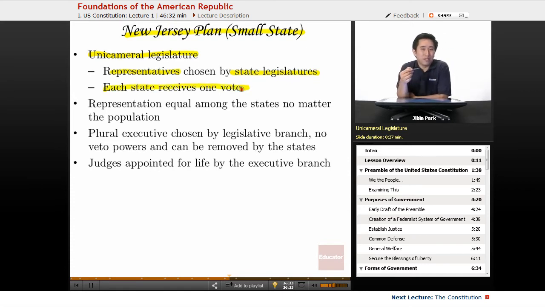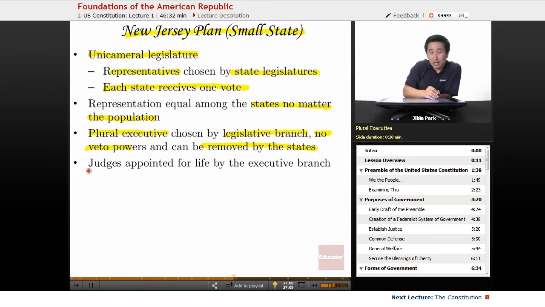That was a big sticking point in the New Jersey Plan, to empower the states, with representation equal among the states no matter the population. Again, the small states wanted to protect the relative power that they wielded. You'd have a plural executive chosen by the legislative branch with no veto powers, who could be removed by the states. One commonality between the Virginia and New Jersey plans was a very weak executive branch, but you can argue the New Jersey Plan was even weaker because you had plural executives. There's an aspect of federalism here: the states wanted control of the executive branch.